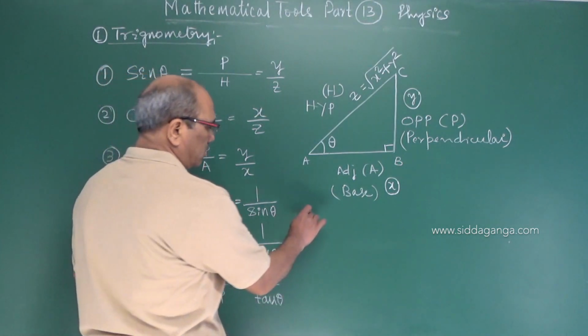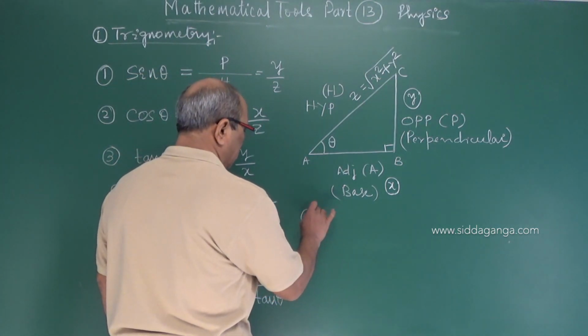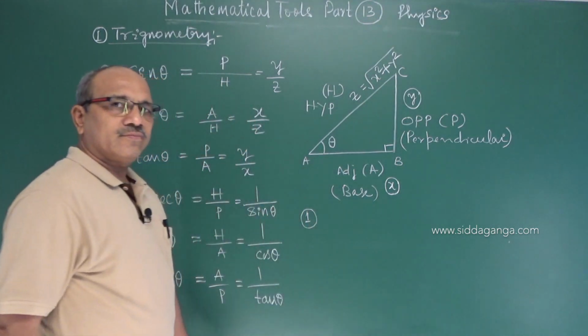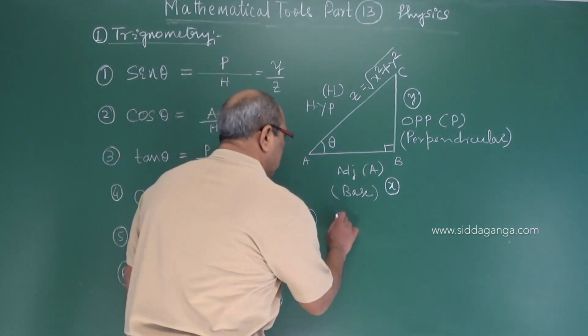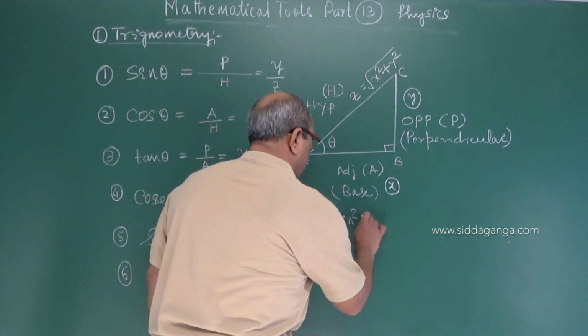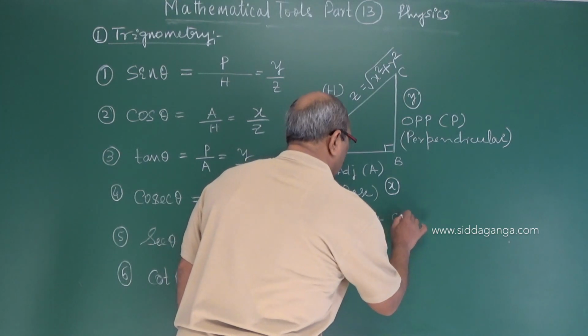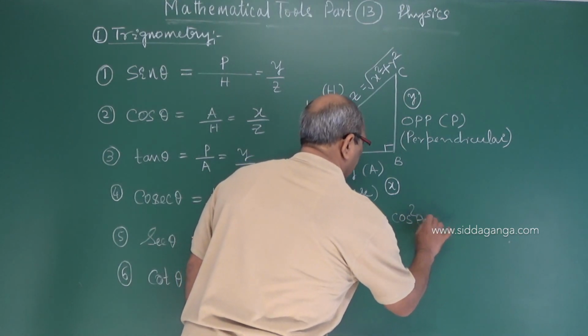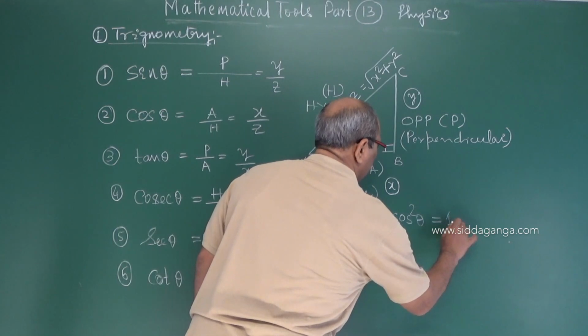Knowing this, I am coming to one of the important relations you have learned, that sine square theta plus cos square theta is equal to 1.